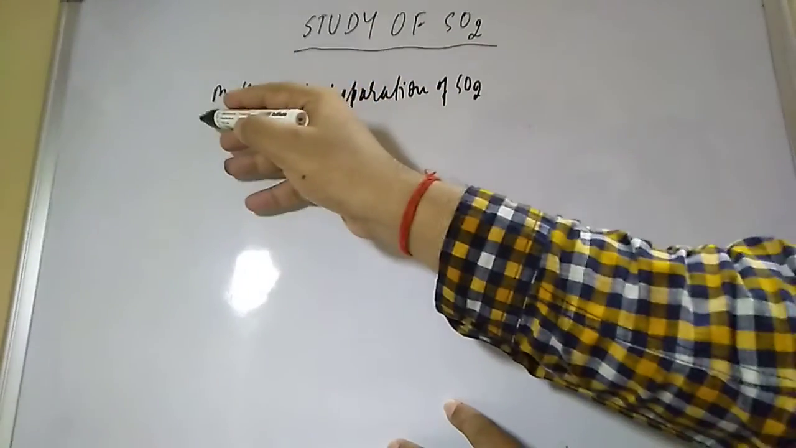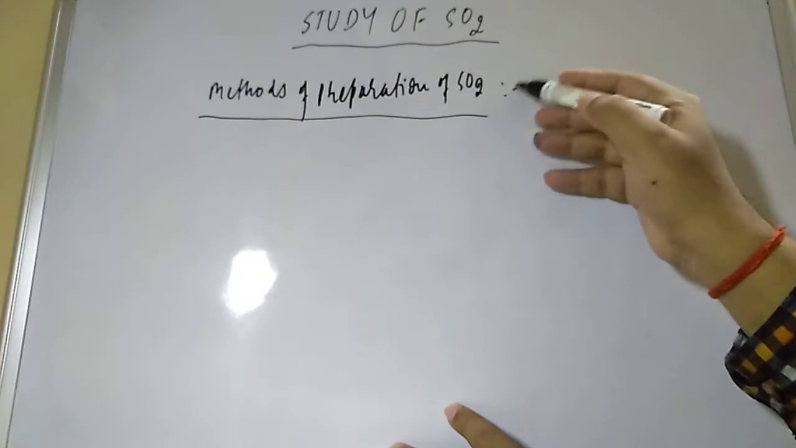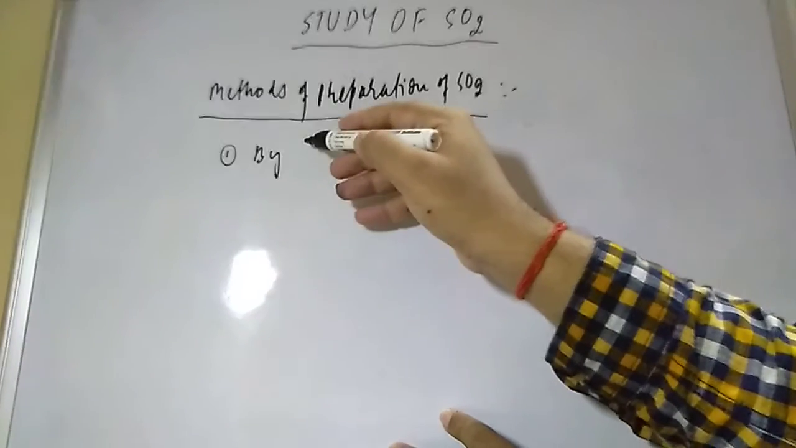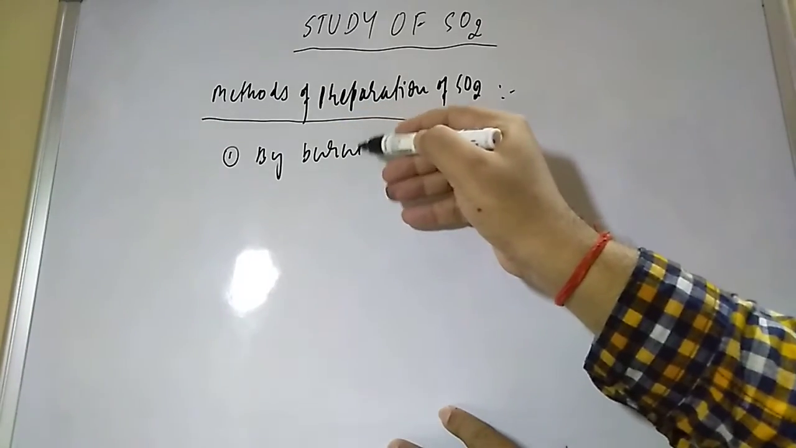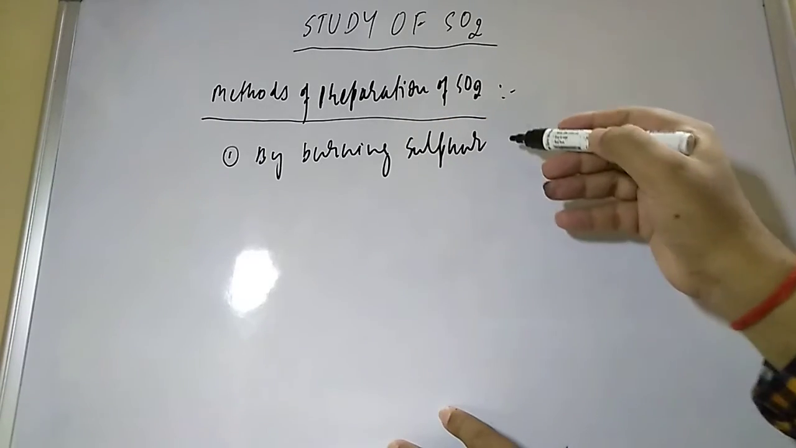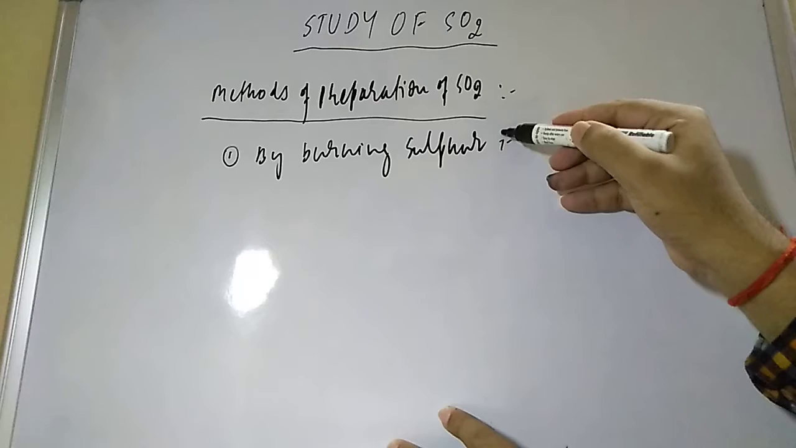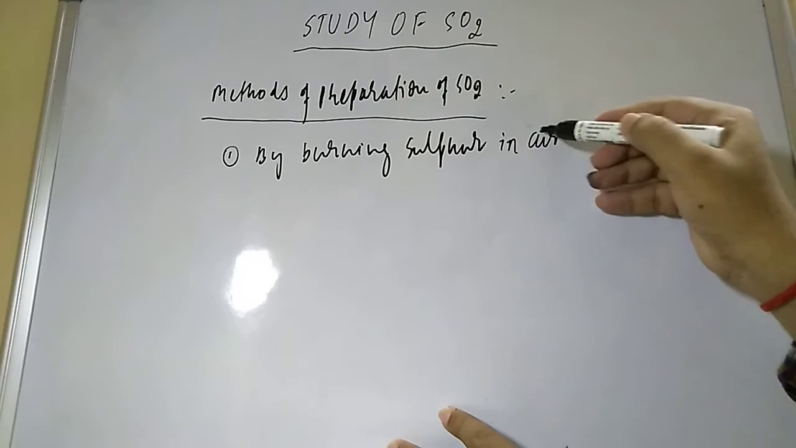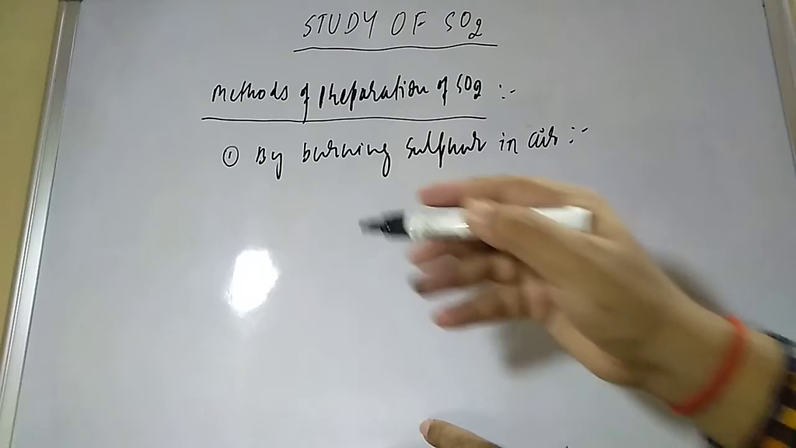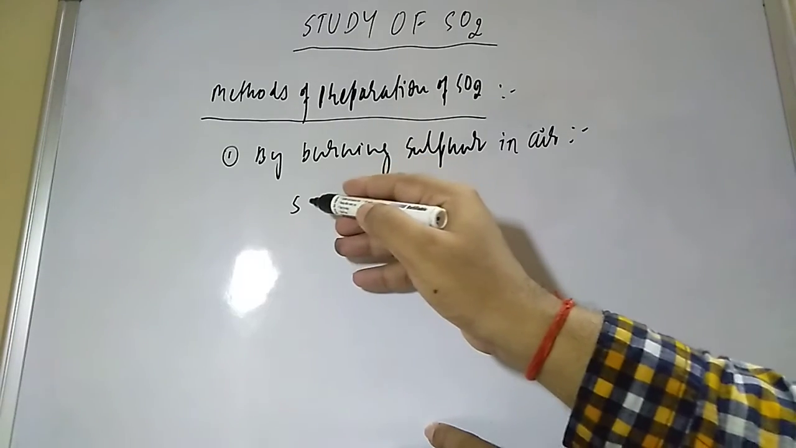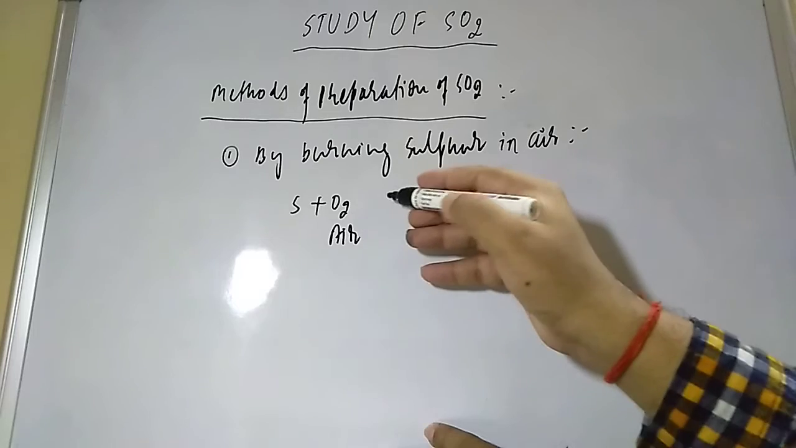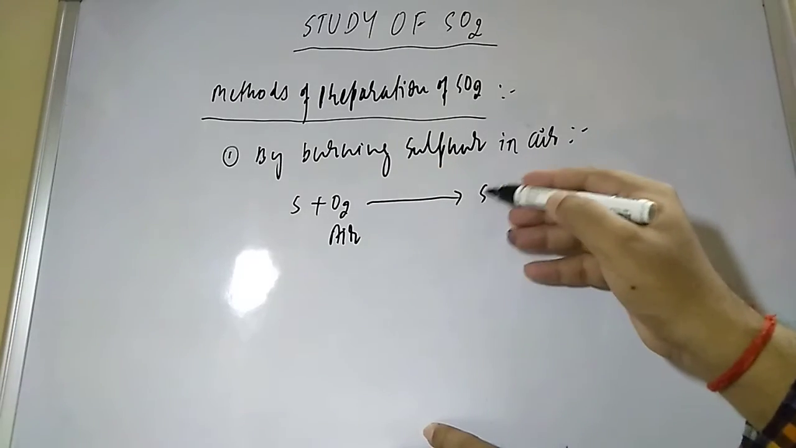There are n number of methods, but what is in our syllabus? The first method is by burning of sulfur in air. So how do we get sulfur dioxide? It is simple, students. When you burn sulfur in air, it gives SO2.